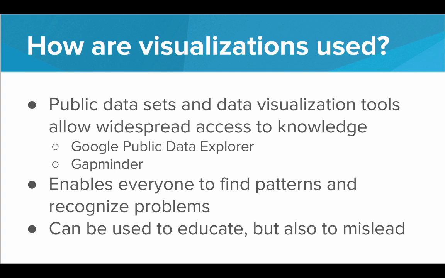One way these visualizations are used is to allow widespread access to knowledge. Public data sets and data visualization tools to help visualize those public data sets allow widespread access to knowledge. Tools like Google Public Data Explorer and Gapminder allow anyone to dive in and visualize public data and answer questions about it. So if you wanted to compare every country's literacy rate to every country's carbon emissions, you could do that and say, oh, well, maybe there's a connection between knowing how to read and emitting a lot more carbon. Who knows? So that's one way that these visualizations are used.